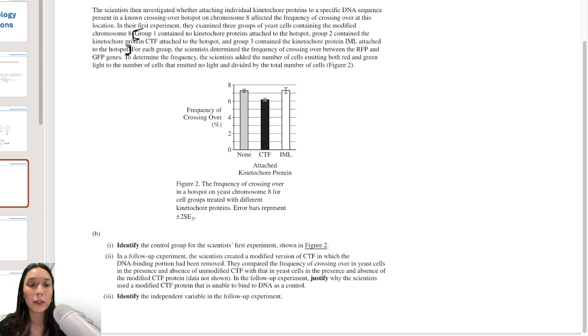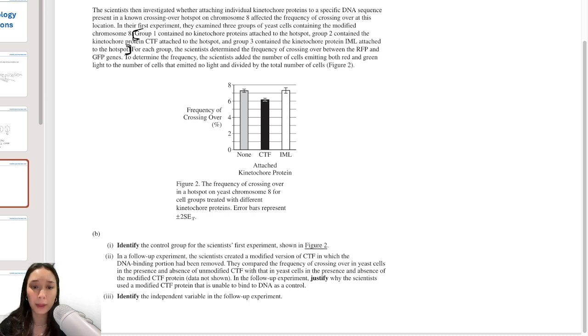Now, this part probably confused a lot of students here, but frankly, it's not very important for the question. They're just telling you how they got the metric over here, which is the frequency of crossing over. But frankly, you can just take that at face value. You don't need to think about any of the light emitting or anything like that.